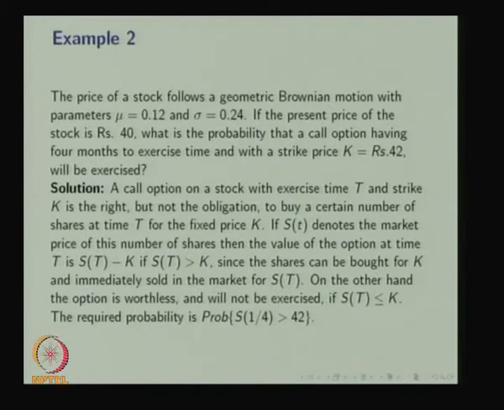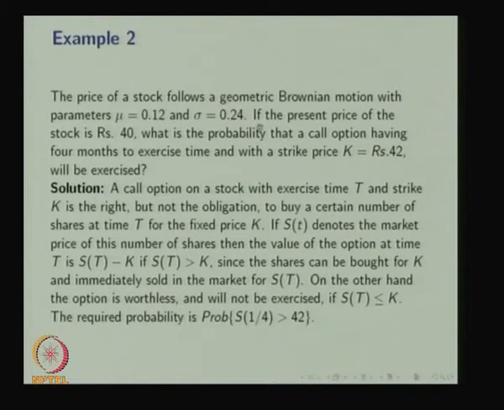Hence, the question is, what is the probability that the call option having 4 months to exercise time with the strike price K will be exercised? That means the required probability is the probability that S of 1/4 is greater than 42, because K is 42 and the time is 4 months, whereas all other values are in years. You can assume these parameters are in years. Therefore, 4 months will be 1/4.